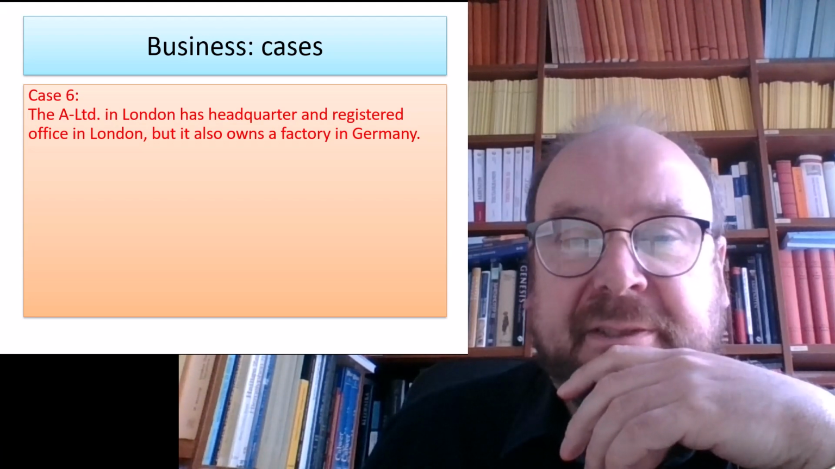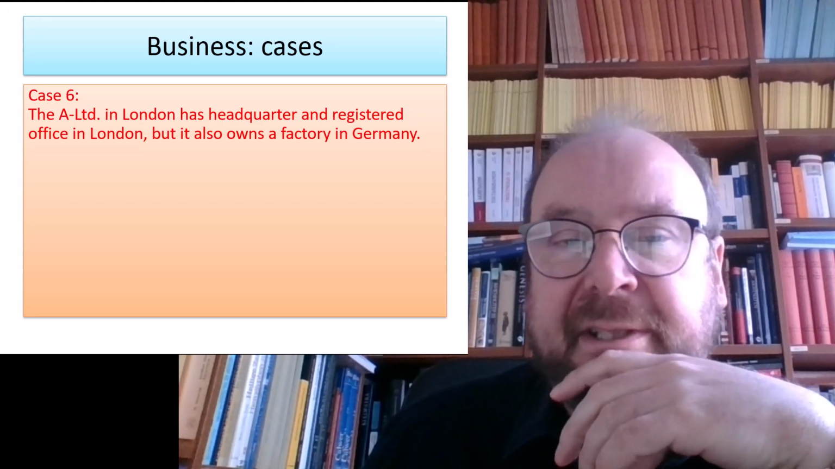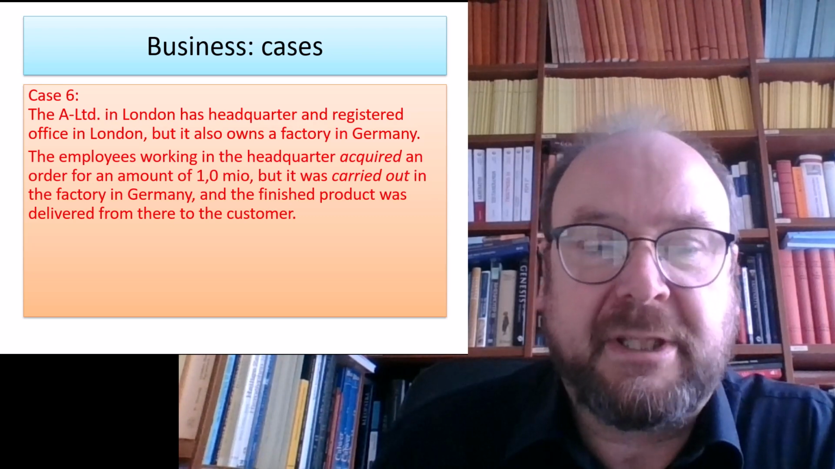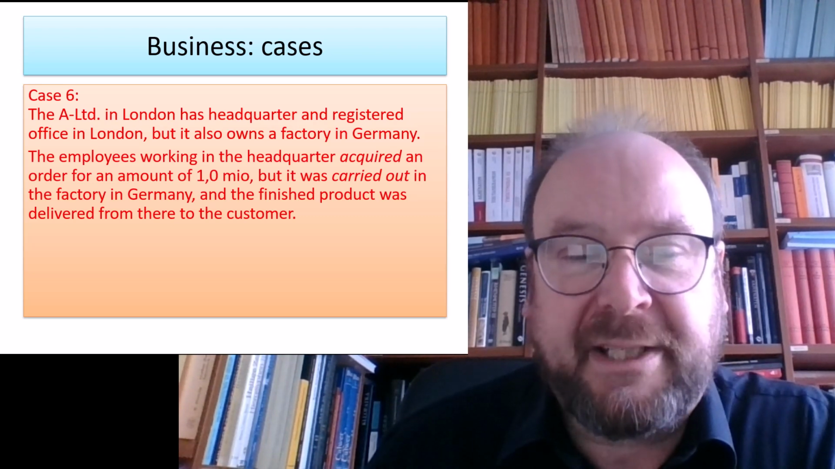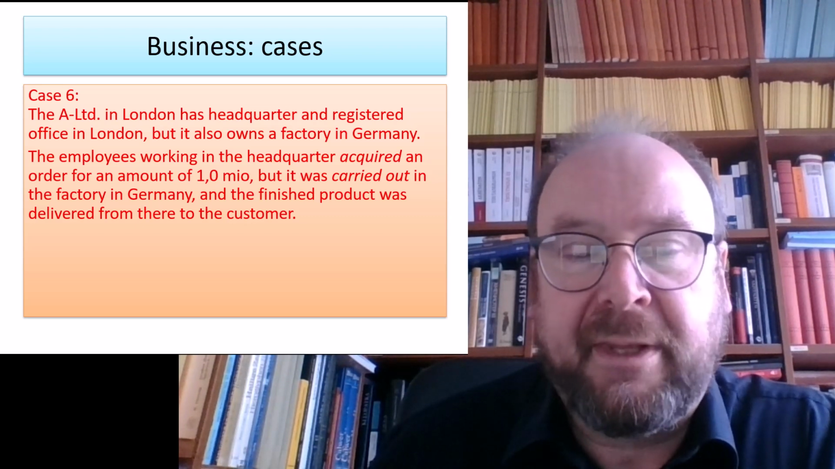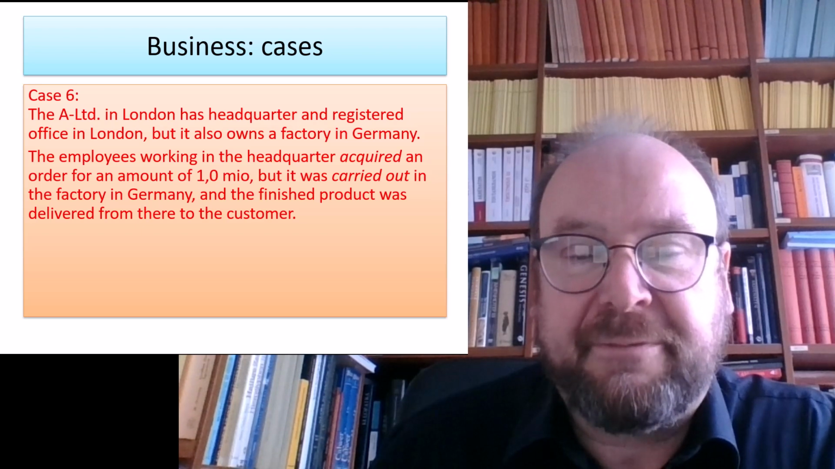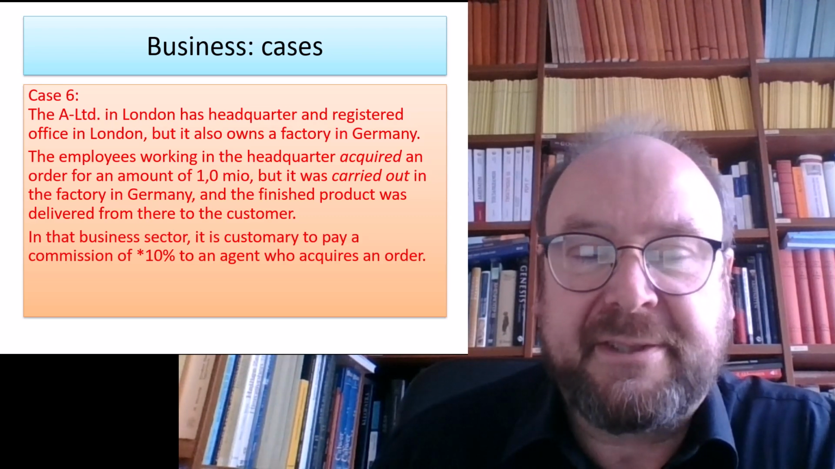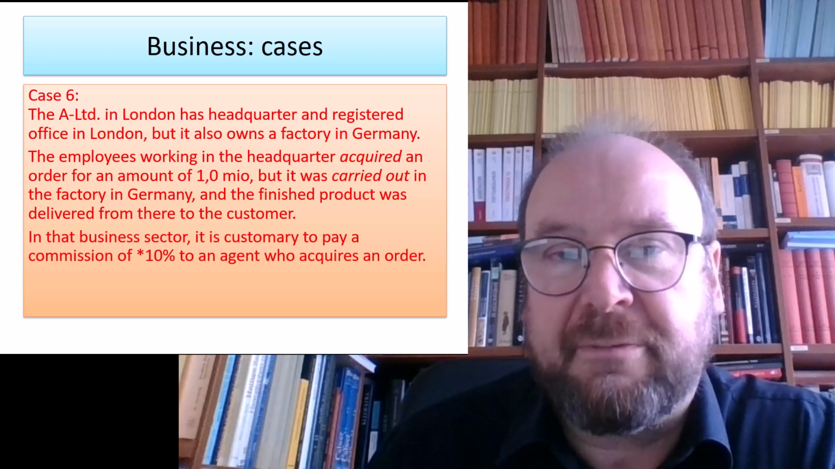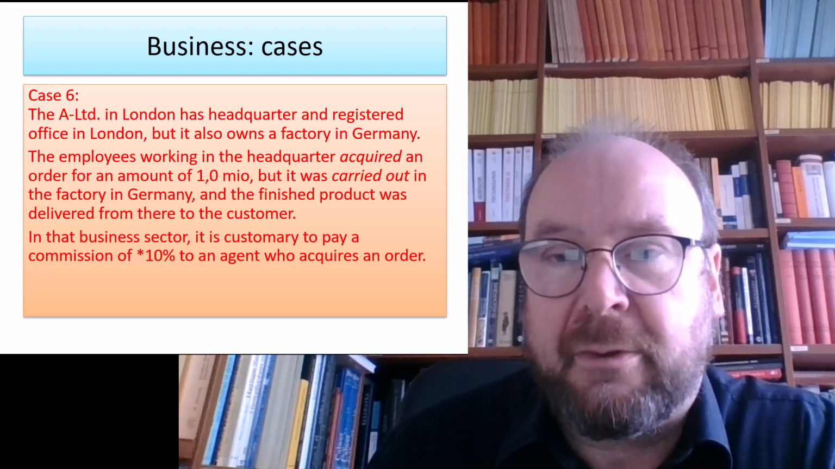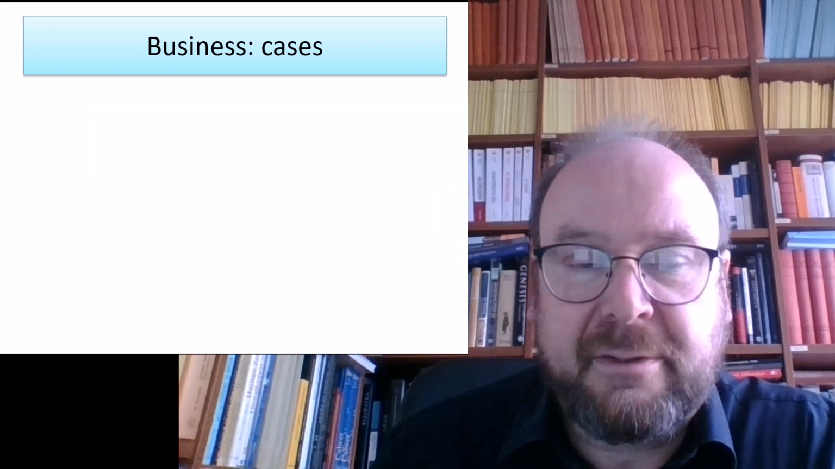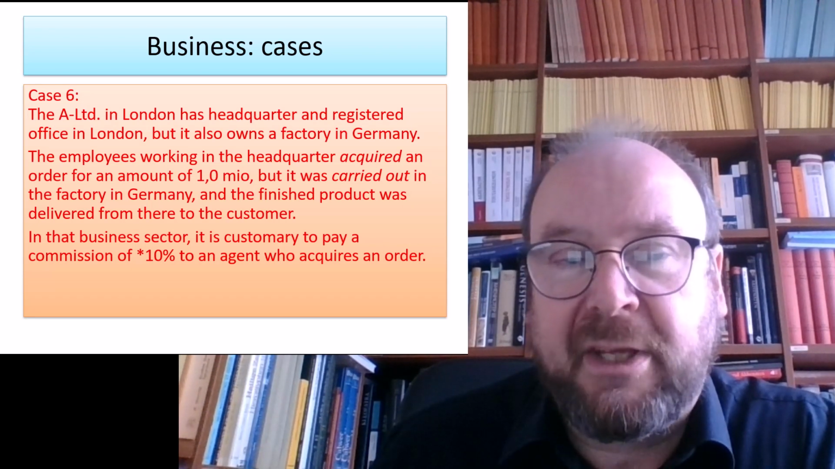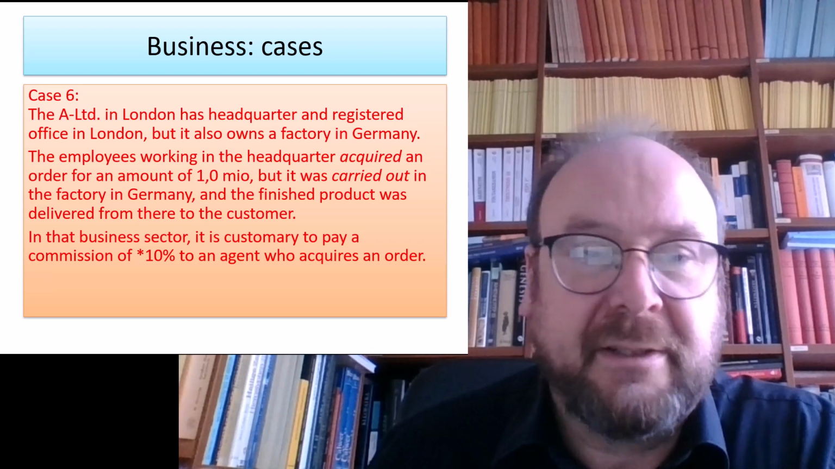Here's the next one already. The A Limited in London has headquarter and registered office in London, but it also owns a factory in Germany, so there is a permanent establishment in Germany. The employees working in the headquarter acquired an order for an amount of 1 million, but it was carried out in the factory in Germany and the finished product was delivered from there to the customer. Now, in that business sector, let's assume that it's customary to pay a commission of 10% to an agent who would acquire an order. Now, next question, who is allowed to tax what in this situation? Let's have a look again at the DTT, and for sake of convenience, we take again the UK text.